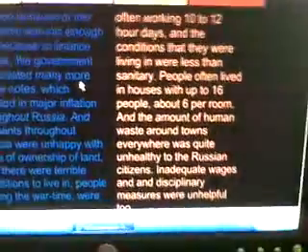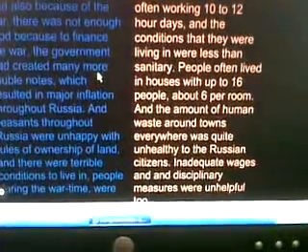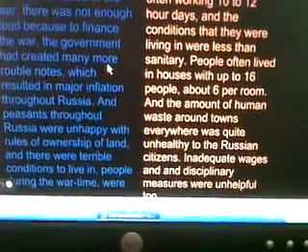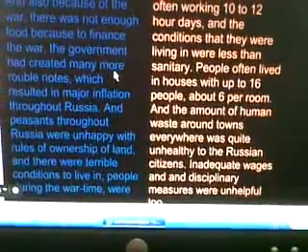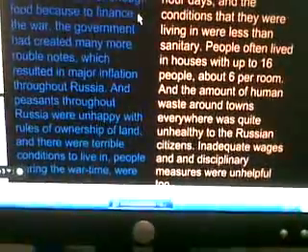People during wartime were often working 10 to 12-hour days, and the conditions they were living in were less than sanitary. People often lived in houses with up to 16 people, about 6 per room, and the amount of human waste around towns everywhere was quite unhealthy to the Russian citizens. Inadequate wages and disciplinary measures were unhelpful too.